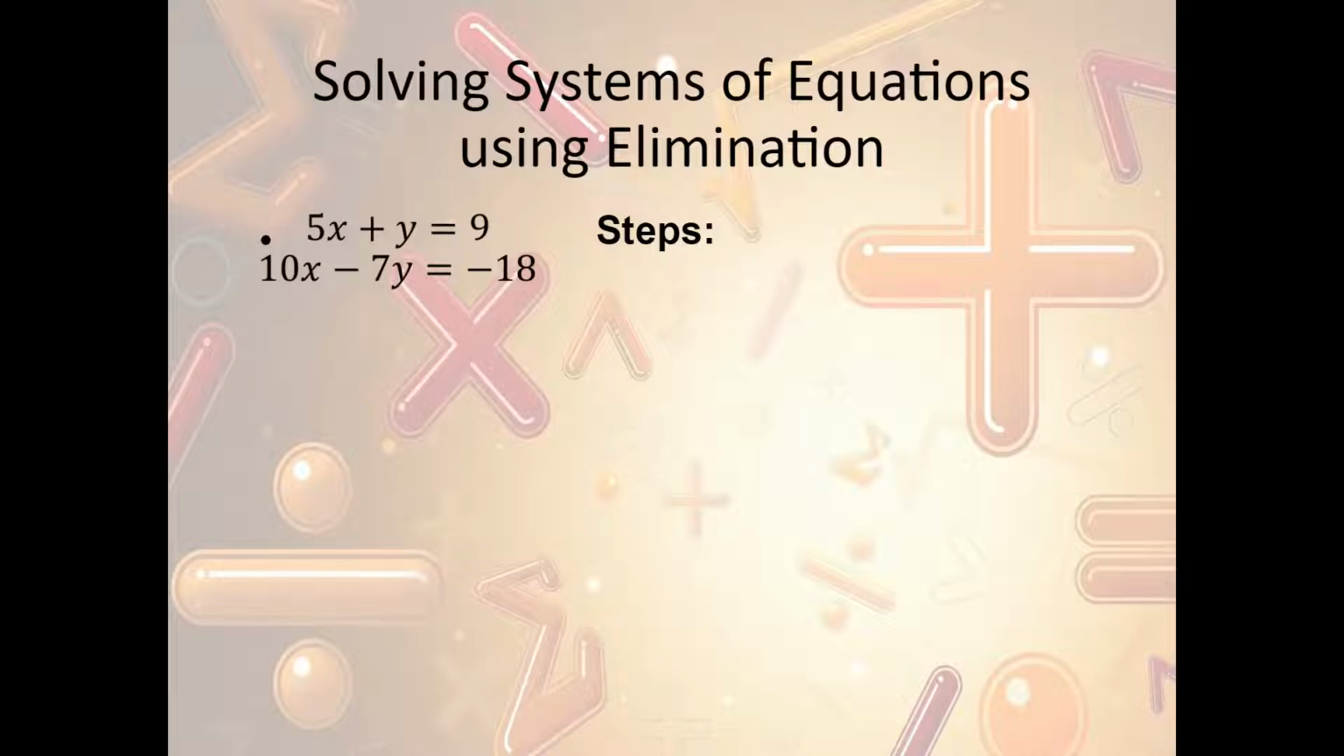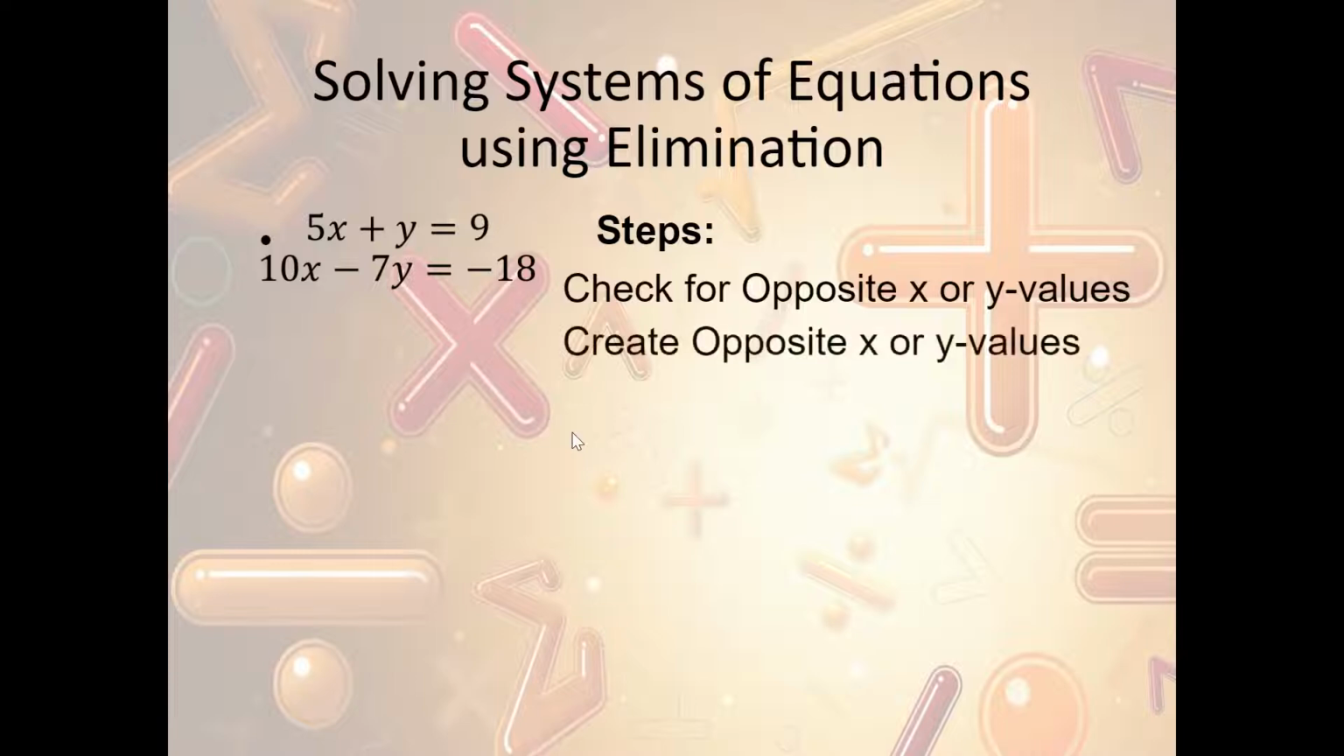Let's look at another example. We have 5x plus y is equal to 9 and 10x minus 7y is equal to negative 18. So again, check for opposites. Well, 5 and 10 are not opposites, and 1 and negative 7 are not opposites.